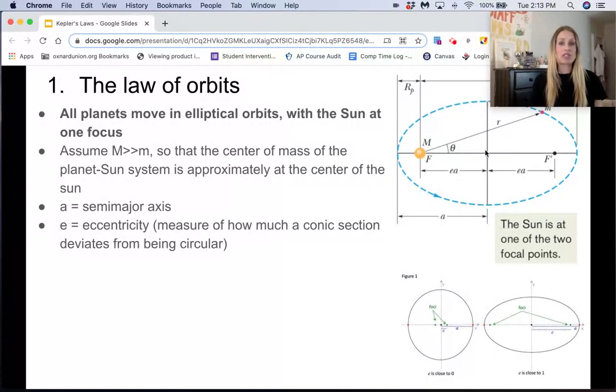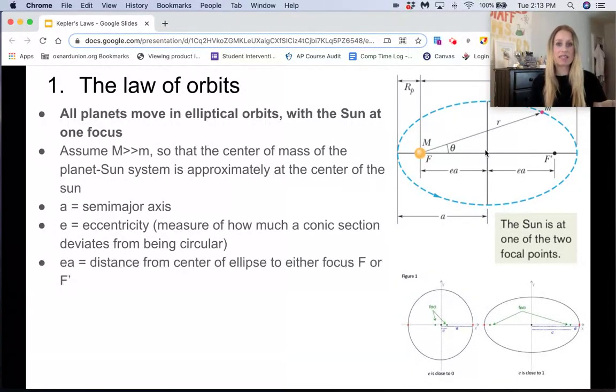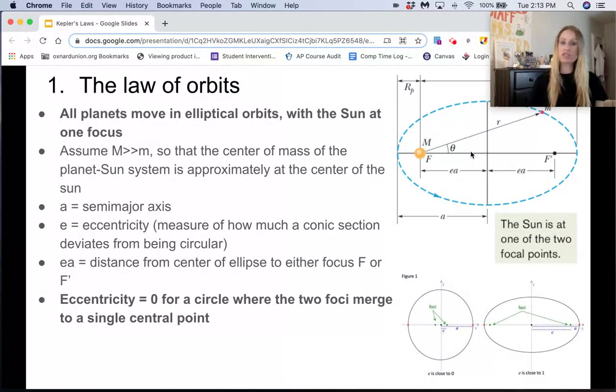e, which is a little e, we call the eccentricity. This is the measure of how much a conic section deviates from being circular. So what this means is that basically the larger this distance ea is, the larger the eccentricity. ea, which is this distance right here, from that focal point to the center of this elliptical shape, is the distance from the center of the ellipse to either focus F or F prime. So eccentricity is going to be 0 when we don't have an ea distance, and that is when we have a circle.